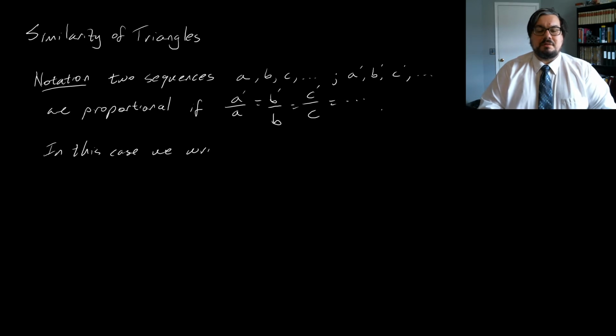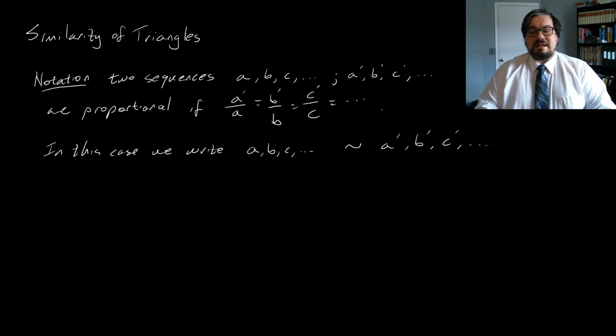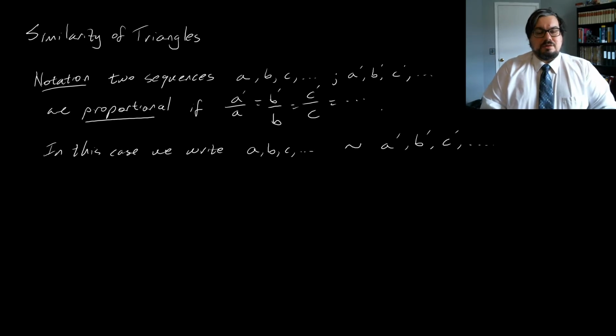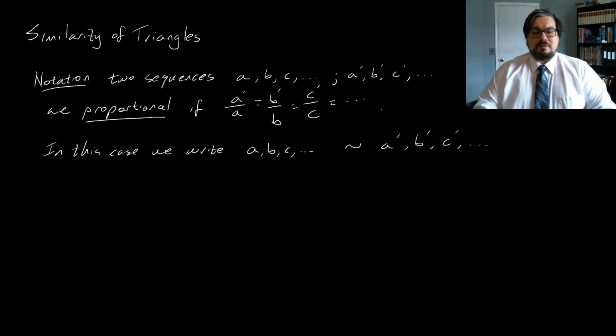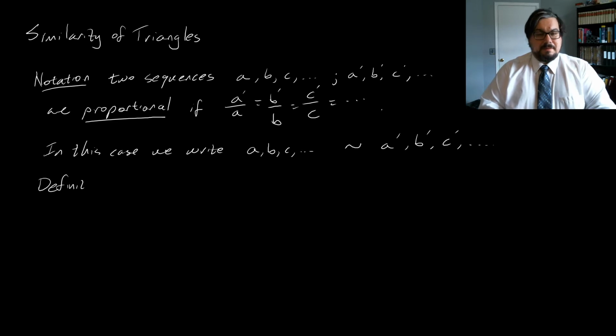In this case, we write that the sequence A, B, C, etc. is proportional to the sequence A prime, B prime, C prime, etc. using this tilde notation right here, which is also going to be the notation that we use for similarity of triangles. So that's what it means for two sequences to be proportional. And this allows us to define what it means for two triangles to be similar.